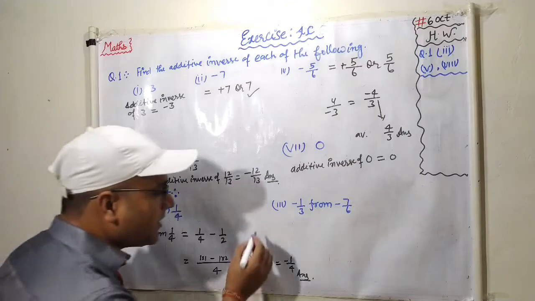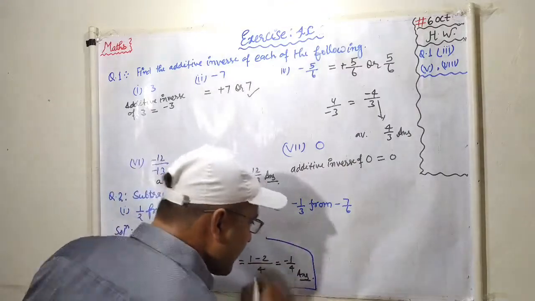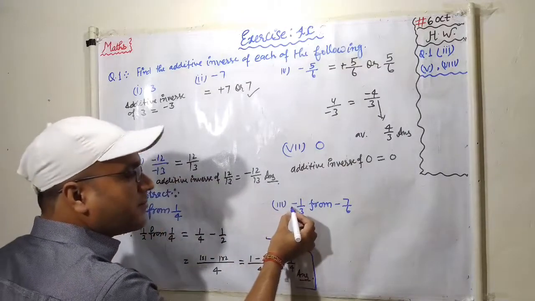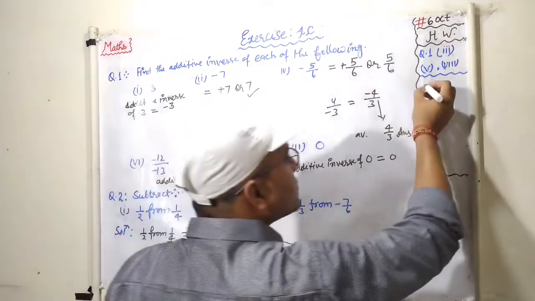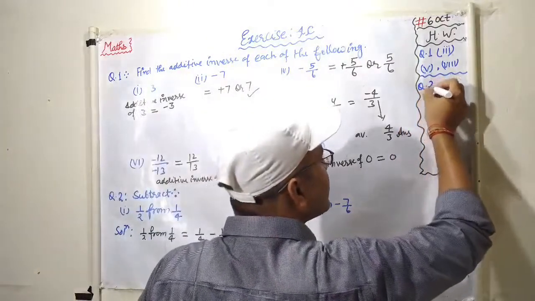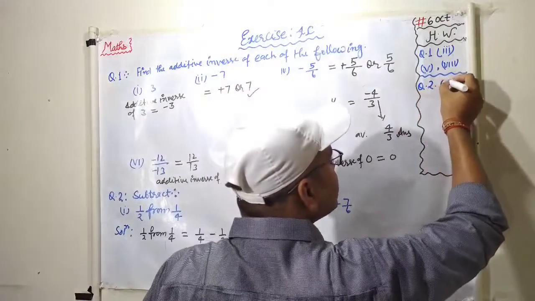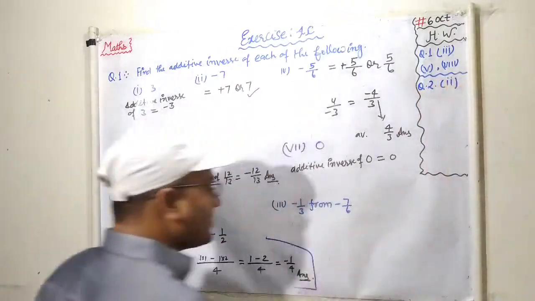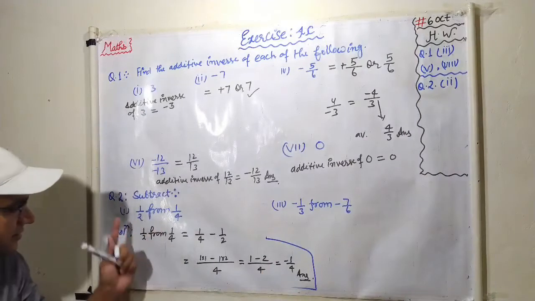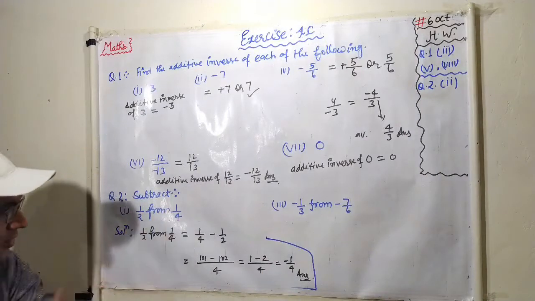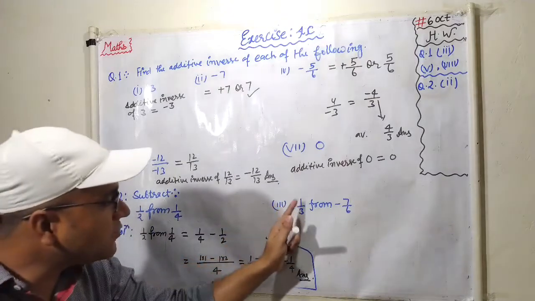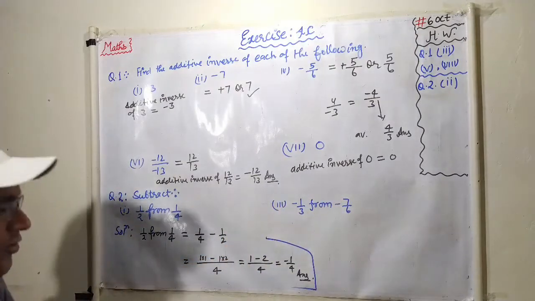Third one, question number third, students. Subtract minus 1 upon 3 from minus 7 upon 6. Second is your homework. Okay. Third one, see this one. Here we have to subtract minus 1 upon 3 from minus 7 upon 6.